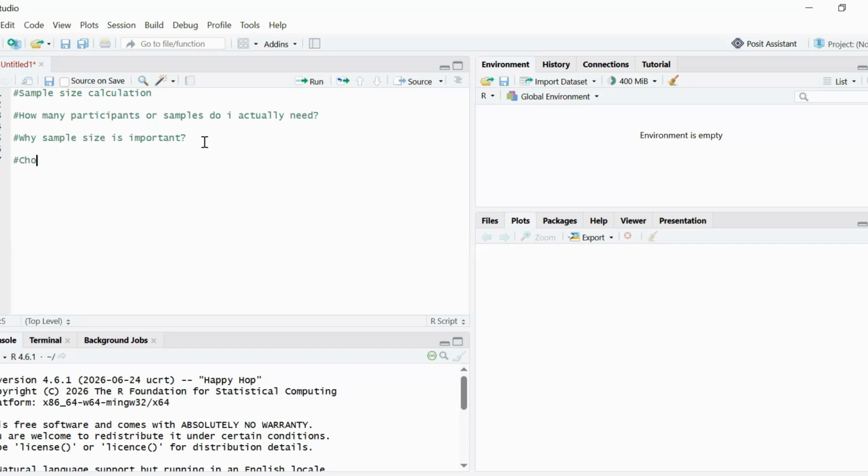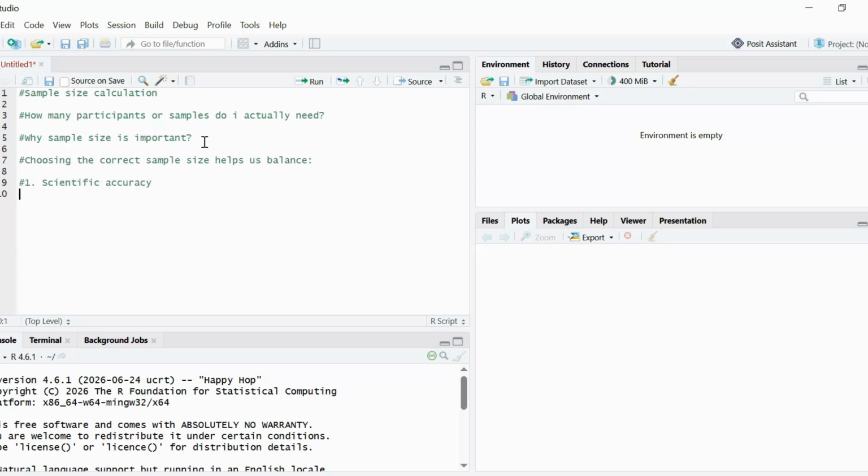So, choosing the correct sample size helps us balance first scientific accuracy, second statistical reliability, third time, fourth cost, fifth critical consideration. So, what is sample size?